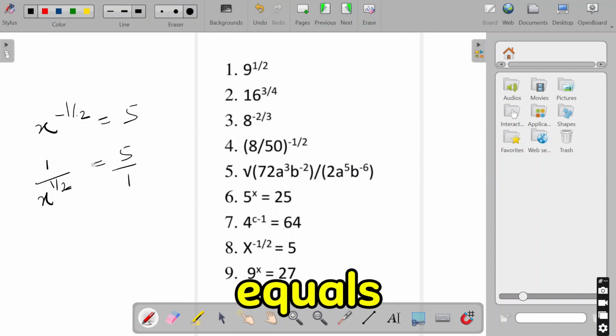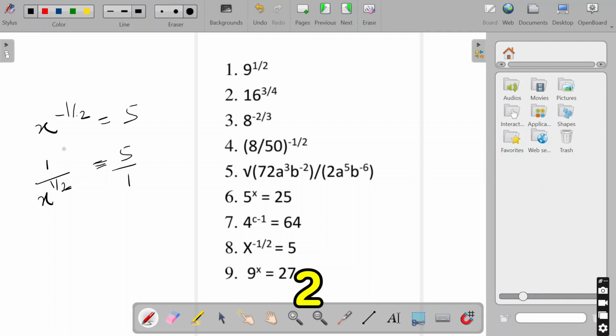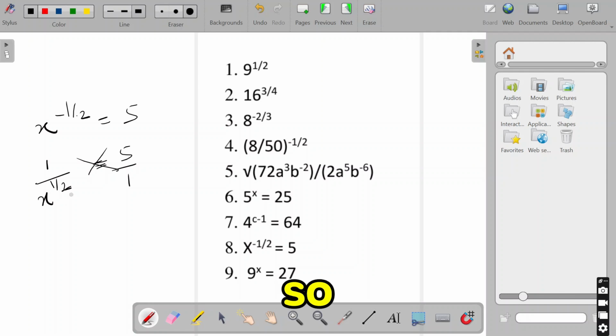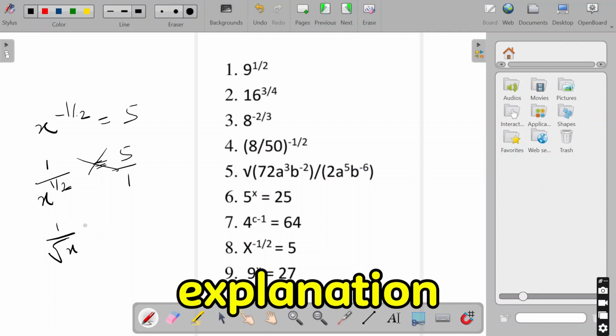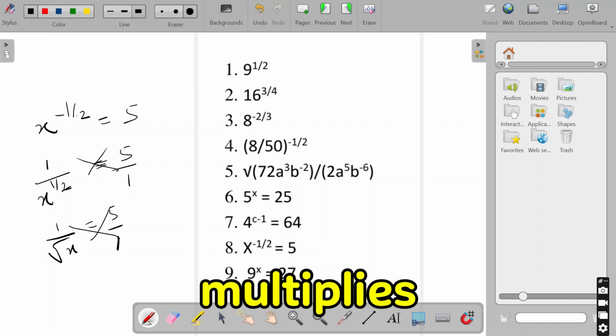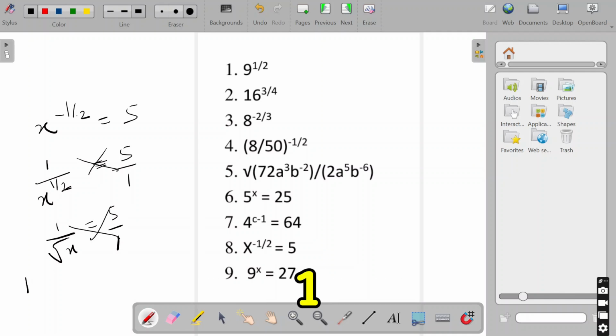So when we have an equals in between, left and right, we can cross multiply. This is the same thing as 1 over square root of x, from my earlier explanation, equals 5 over 1. So 1 multiplies 1, 5 multiplies this. So 1 times 1 is 1, equals 5 root x. But we are interested in finding x.